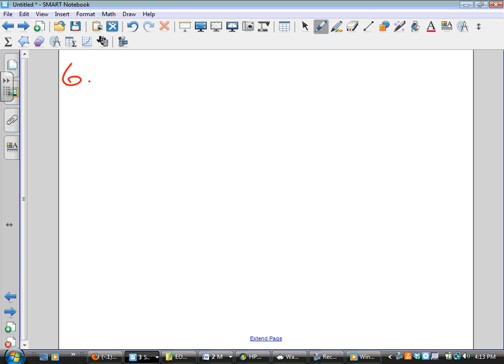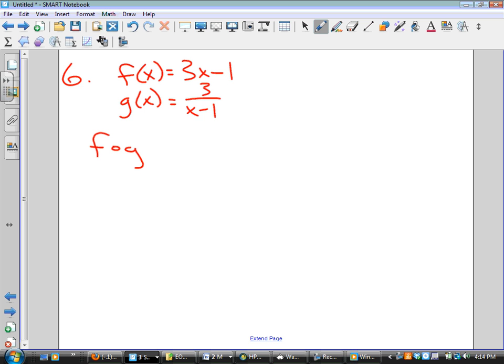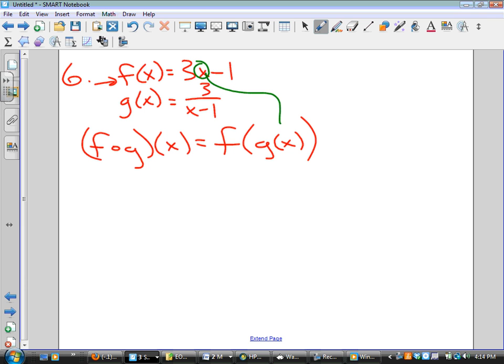Okay, so number 6 gives us two functions, f of x and also g of x, and it asks us to calculate the composition and then find the domain of that composition. So it says, what is f of g, which can be rewritten as f of g of x. We want to go to the function f, and replace the input x with our input, which is g of x, the entire function g of x.